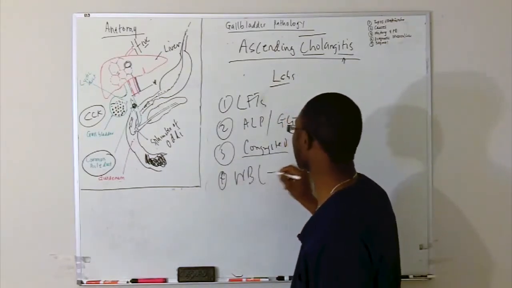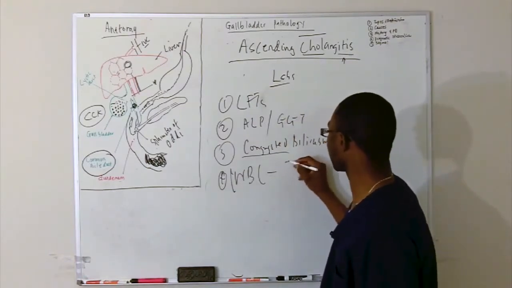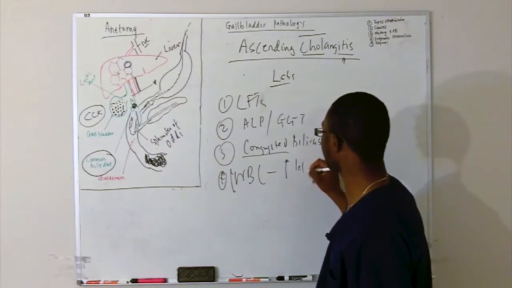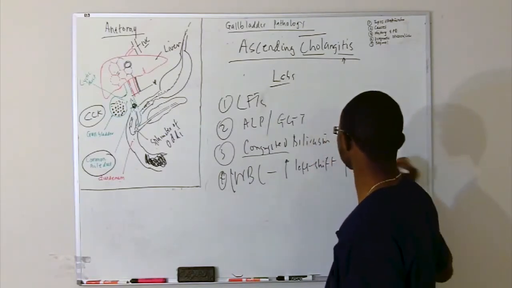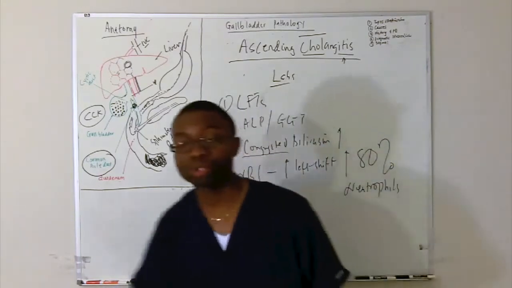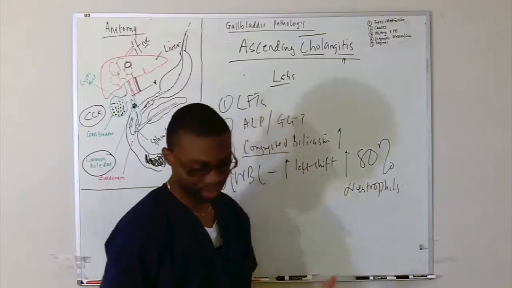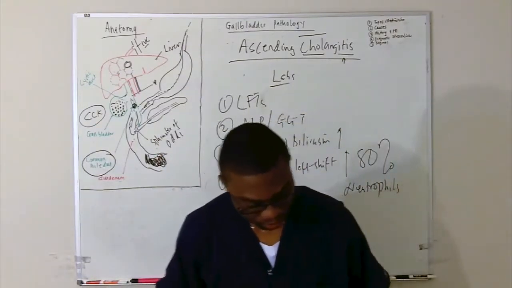We got a white count. We see WBC is going to be elevated, maybe with increased left shift. A lot of neutrophils. That is badness. Okay? So what do we want to do?